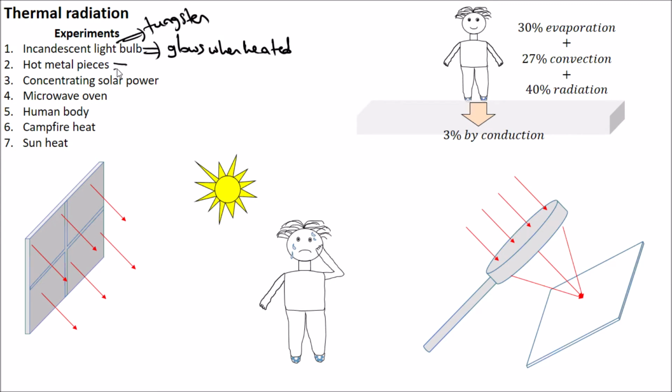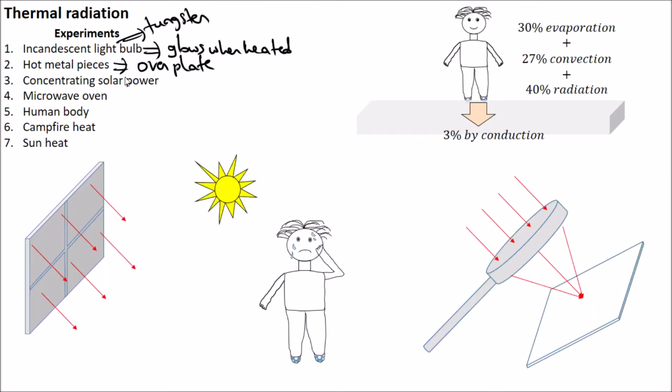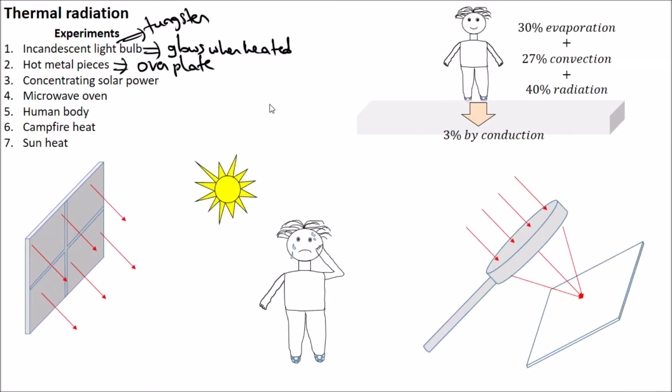Another example is hot metal pieces, for example the oven plate. When it is very hot you can see the color of it, sometimes it is red and sometimes it is blue. But one thing you should notice is that the thermal radiation is from 10 to the negative 1 to 10 to the positive 2. It doesn't mean that you will always see the thermal radiation. If it is in the infrared range, we cannot see it, or if it is in the ultraviolet range, again we cannot see it.